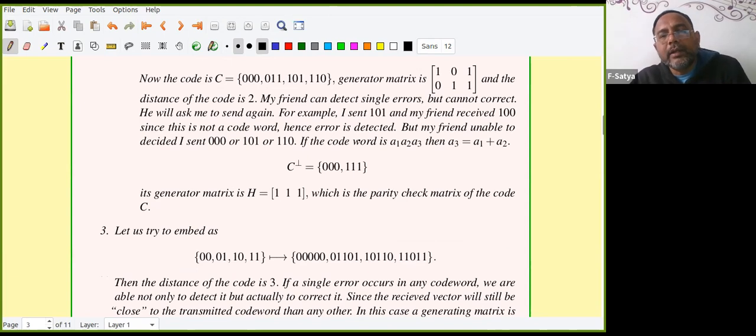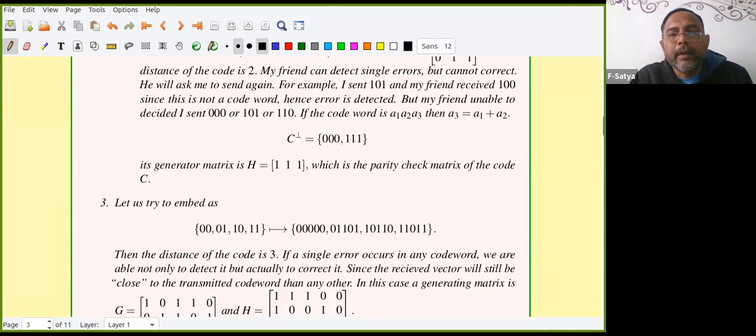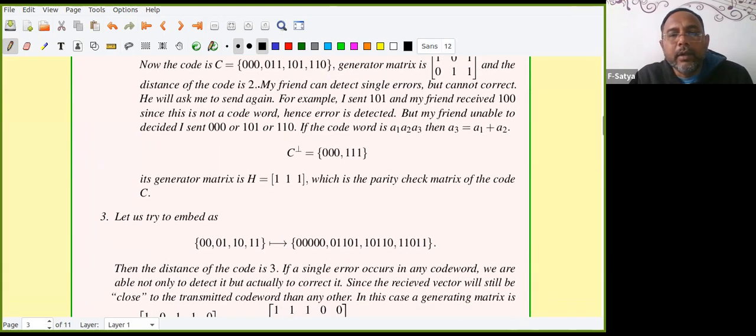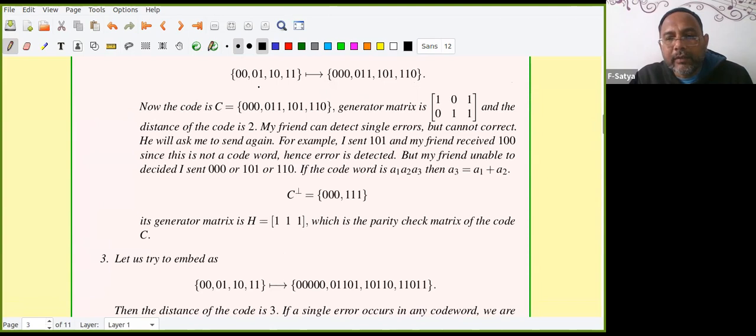Why can we not correct? We don't know. I sent 0, 0, 0, and my friend received 0, 0, 1. Then the correction could be to this one or this one, we do not know, right? Yeah, so that's the problem. Okay, this can also be thought of another way.